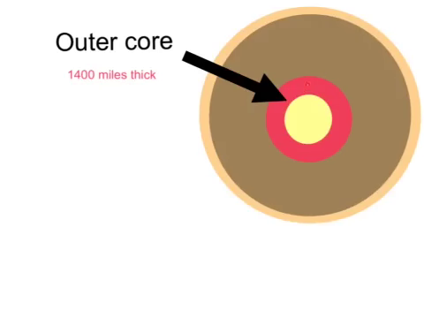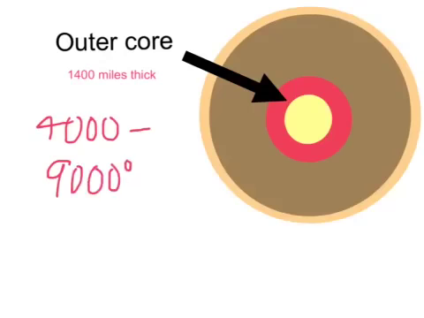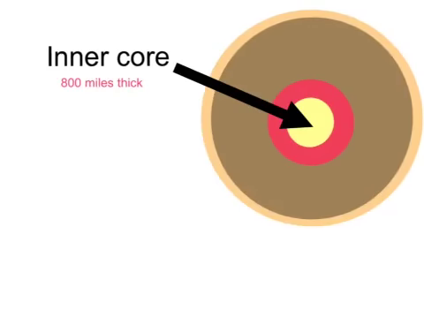It is 1400 miles thick and ranges anywhere from 4000 to 9000 degrees Fahrenheit. It is so hot here that it is a liquid and swirls around the outer core. Lastly, the middle of the Earth, the inner core, is 800 miles thick, and it is also 9000 degrees Fahrenheit or more. It is made of completely solid metal.